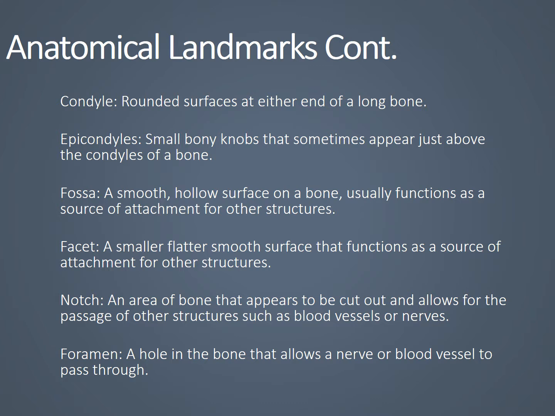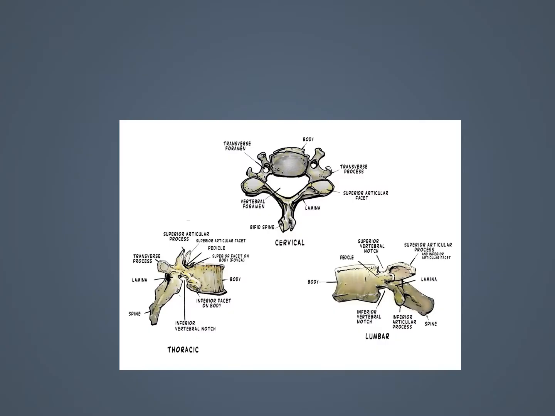A facet: a smaller, flatter, smooth surface that functions as a source of attachment for other structures. Notch: an area of the bone that appears to be cut out and allows for the passage of other structures such as blood vessels or nerves. Here we have the different types of vertebrae: cervical, thoracic, and lumbar. This slide breaks down the anatomy of each of these types of vertebrae. I suggest that you study this and memorize it.